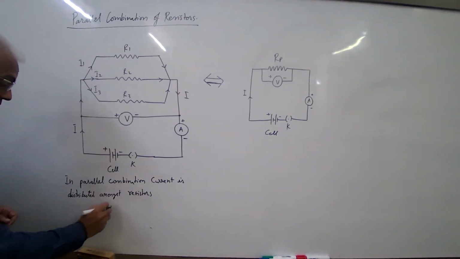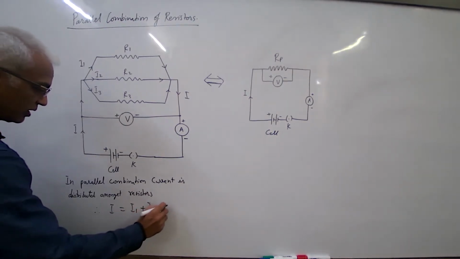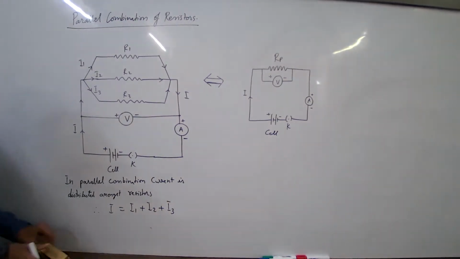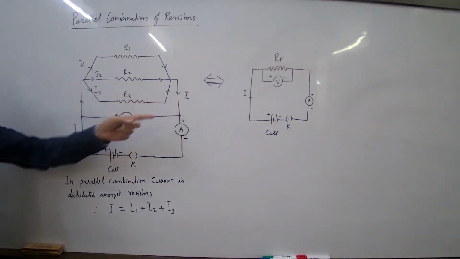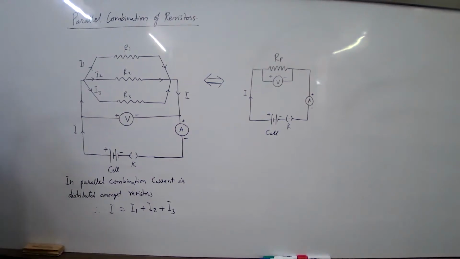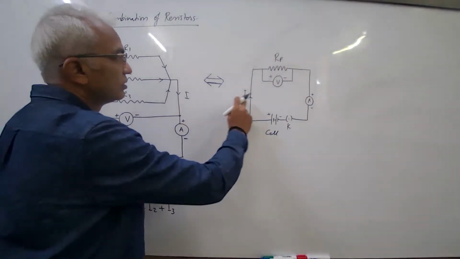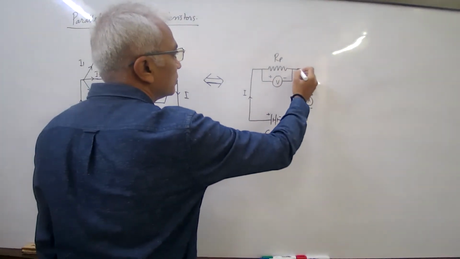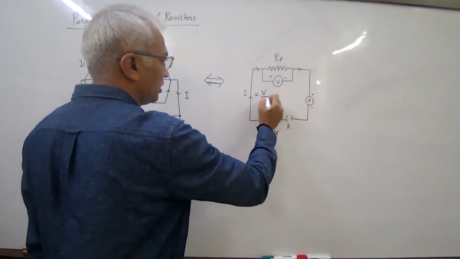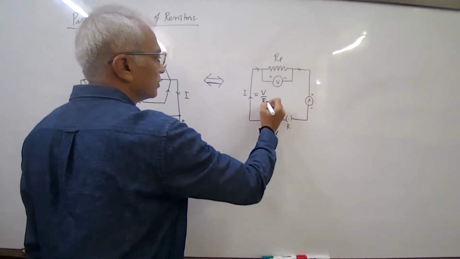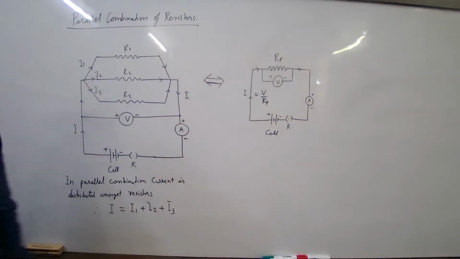So therefore, I is equal to I1 plus I2 plus I3. Same current I is divided here and now it is combined. So I must be equal to I1 plus I2 plus I3. So what is I here? Using Ohm's law, what will be I? So I is equal to V by Rp for this circuit, because in this only Rp is there, only one resistor.